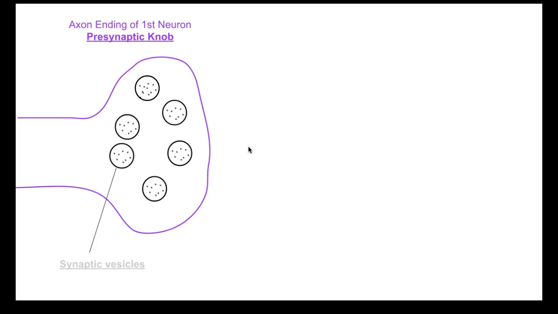So the first part, the axon ending of the first neuron, we call the presynaptic knob because it's before the synapse or the space. It's filled with these things called synaptic vesicles, which are filled with neurotransmitters. We're only talking about acetylcholine for this, but there are multiple different types of neurotransmitters that you guys can have. So for example, dopamine or serotonin, those are examples of neurotransmitters. We're not going to get into each one though, just acetylcholine.